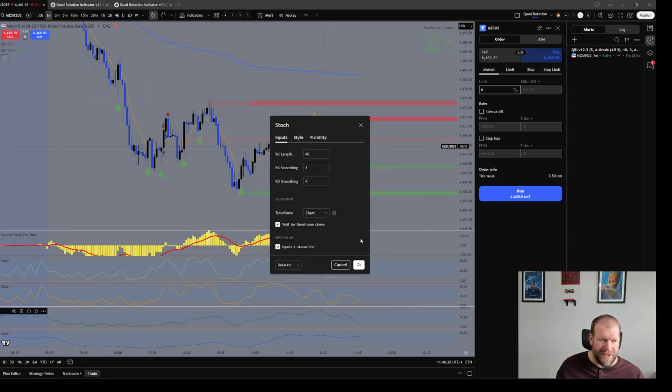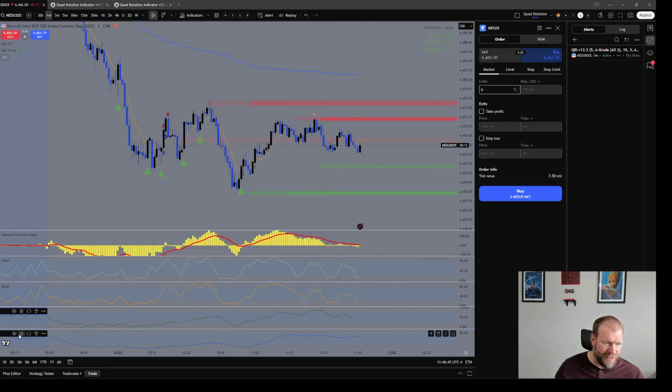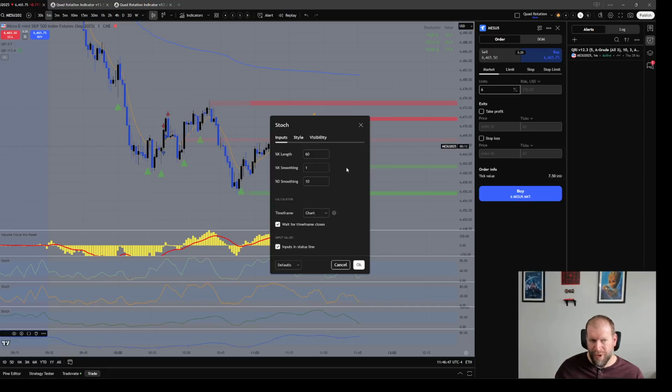I'm not trying to hide anything. Yes, I have an indicator, but you should be able to set up your chart very similar to what I do without needing an indicator at all. Indicator definitely makes life easier. So you've got a 40 and a 4 on this third stochastic, and this one is a 60 and a 10 on the fourth stochastic.